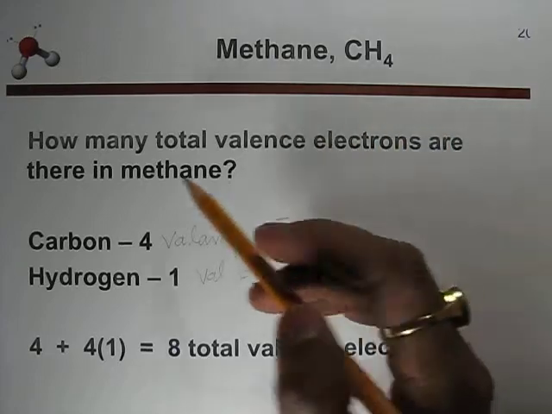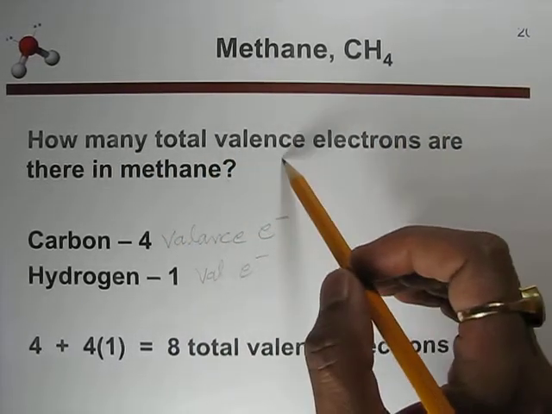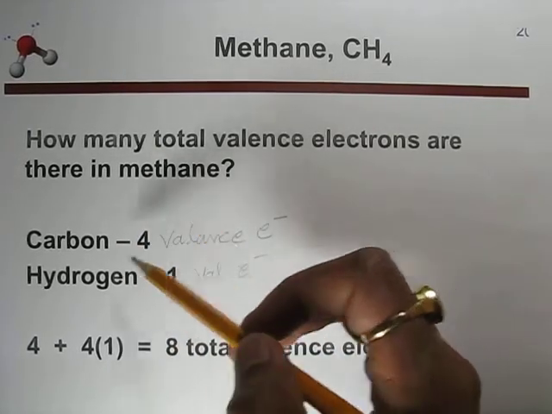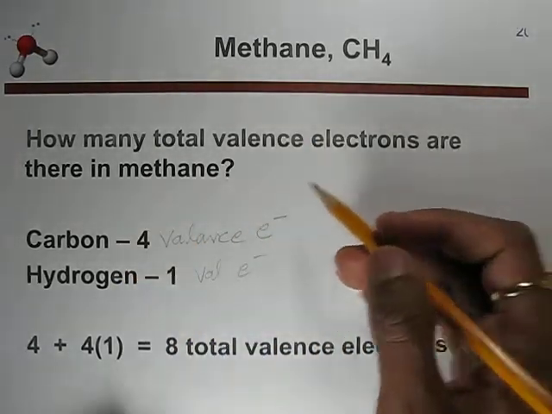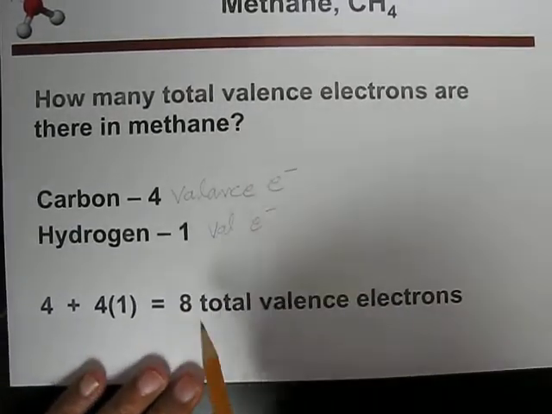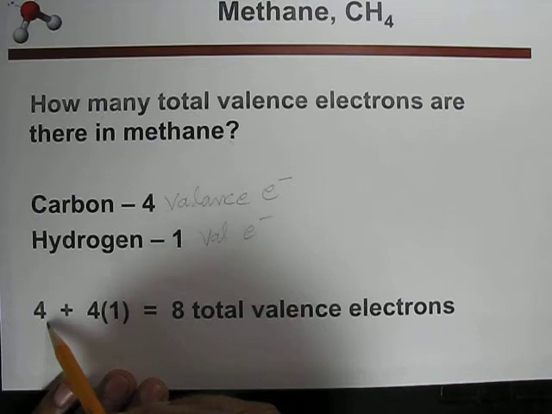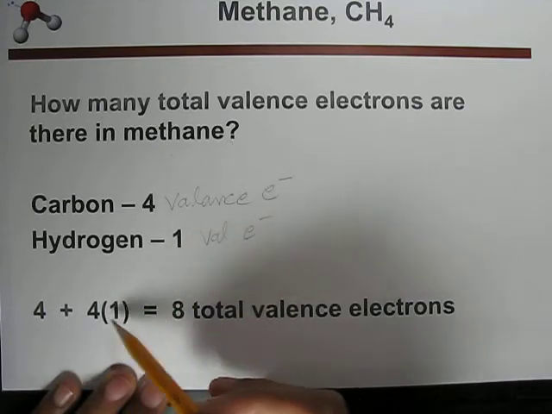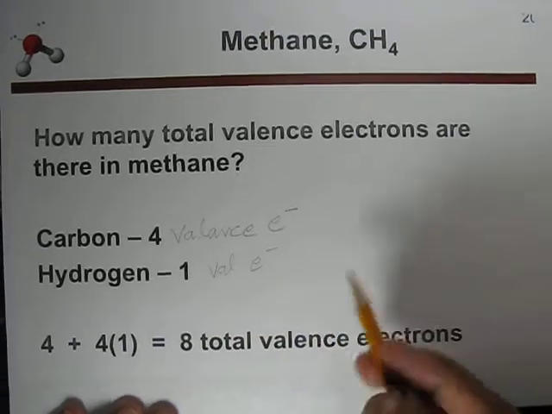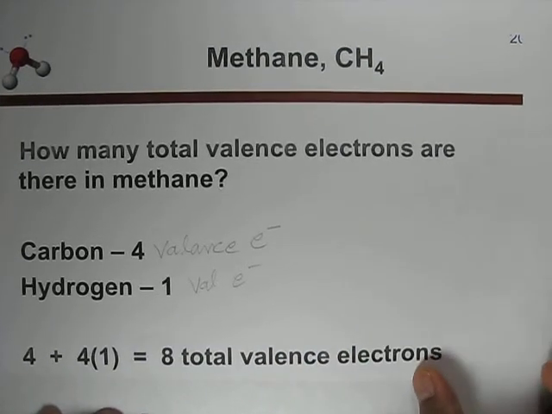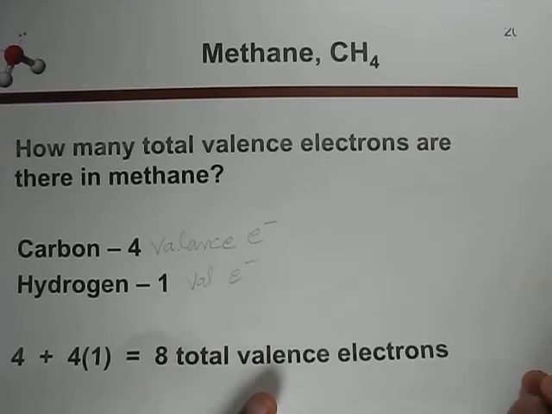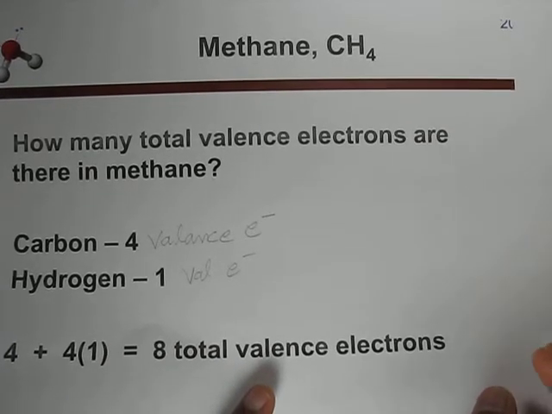To write the structure we need to find out the total valence electrons in methane. Carbon has 4 electrons and hydrogen has only 1 electron. If you count the total electrons, carbon has 4 and 4 hydrogens have 1 electron each, so a total of 8 valence electrons are involved in the sharing of electrons between carbon and hydrogen to make a covalent bond.